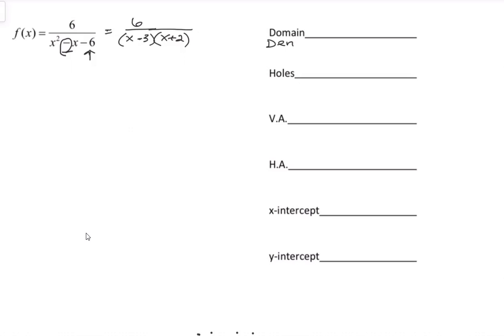Now if I go through and find all my information for the domain, I want to look at the denominator. And the denominator tells me that x cannot be 3 and x cannot be -2. There are no common factors between the numerator and the denominator, so that means there are no holes, which means that both factors of that denominator are vertical asymptotes. So my vertical asymptotes are x equal to 3 and x equal to -2.